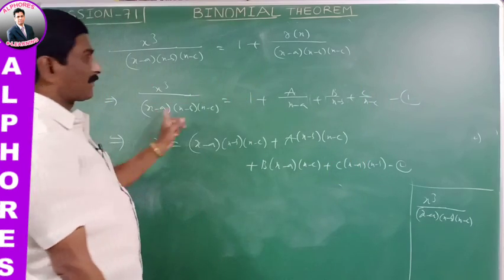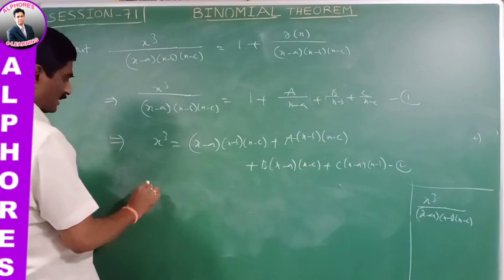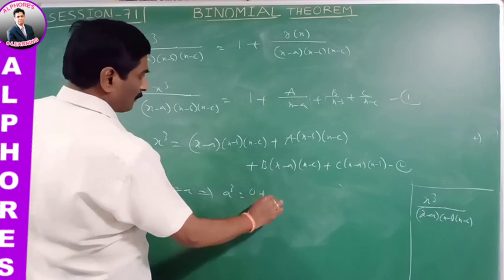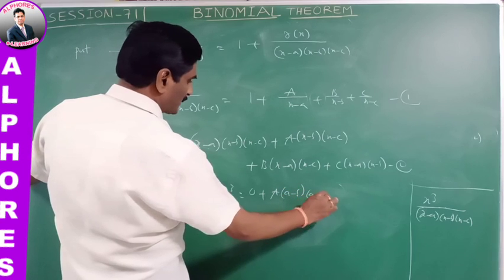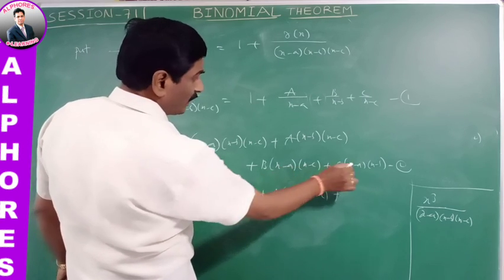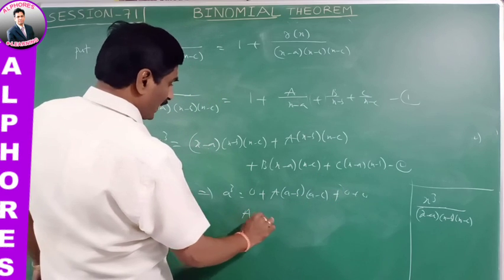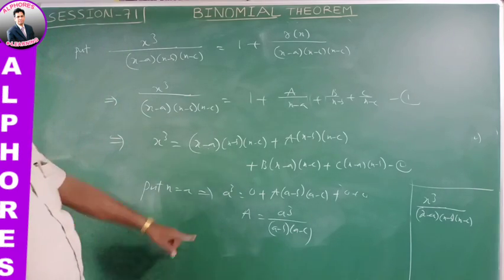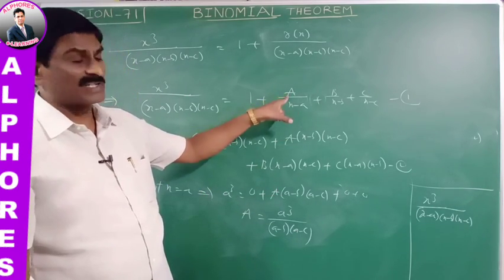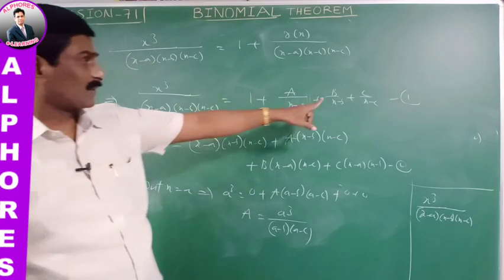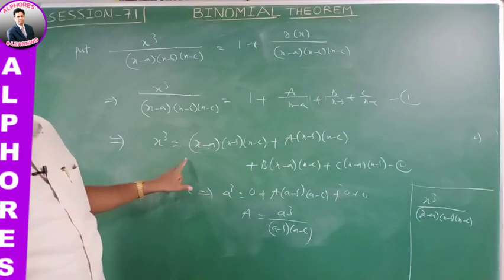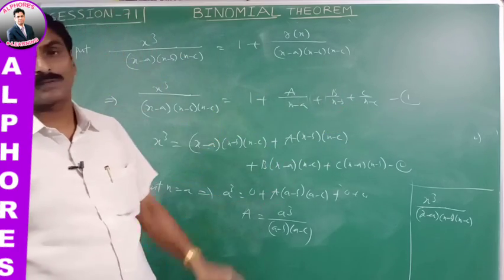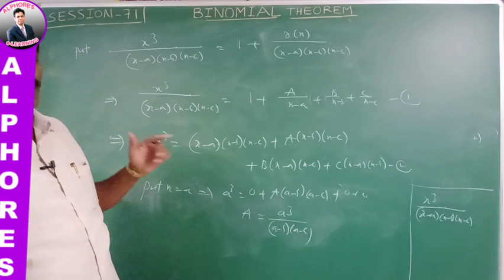It is equation 2 once the denominator cancels. For getting a, put x is equal to a. That means a cube is equal to a into (a minus b) into (a minus c), plus the remaining terms, which are 0. What is the value of a? a cube by (a minus b)(a minus c). Here the value of a is this value; substitute it in this equation. Similarly, we find b and c. For getting b, put x is equal to b in equation 2. For getting c, put x is equal to c. Find the values of b and c and substitute them in this equation. Finally we get the required partial fractions.